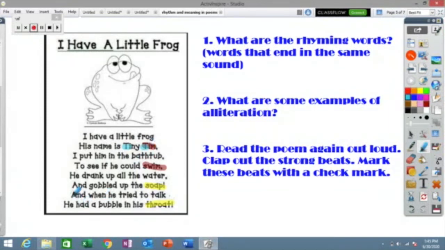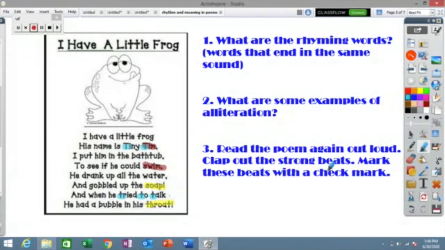Down here, where it says when he tried to talk, both start with the T sound. That's another example of alliteration. Remember, with alliteration, the words have to be near each other in the line. We couldn't have a word up here have the same beginning sound as a word down here. They have to be either next to each other in the poem or in the same line near each other. You could even say that two tried to talk. All 3 of those words start with the T sound.